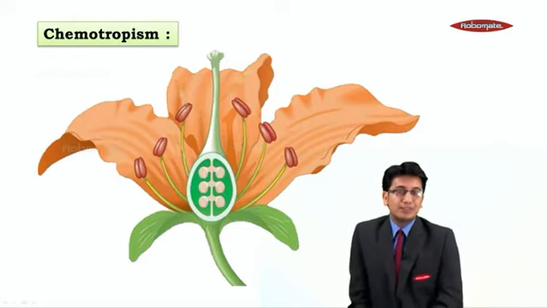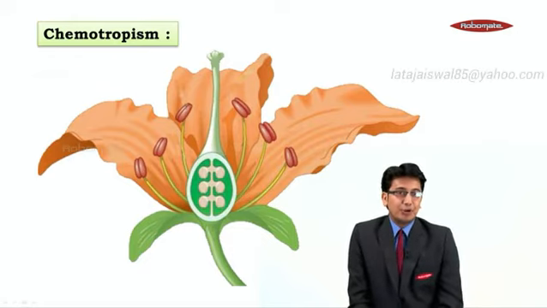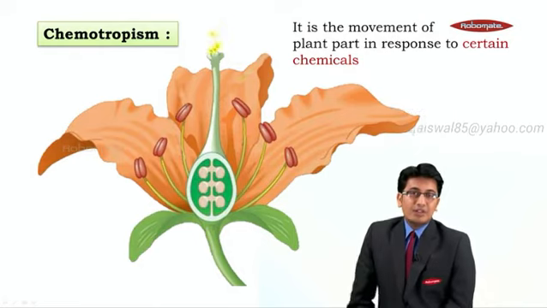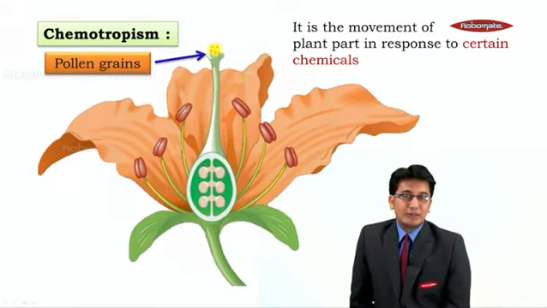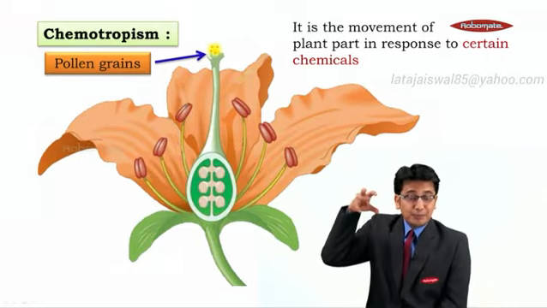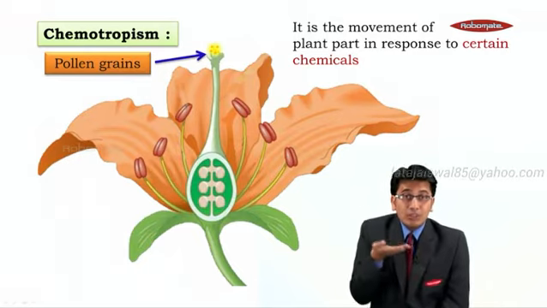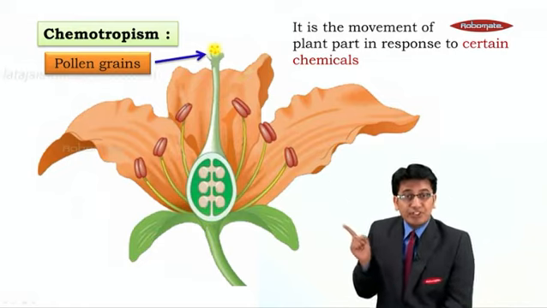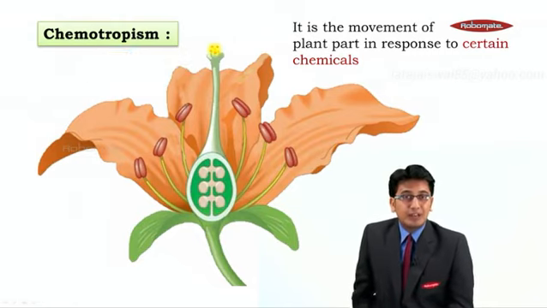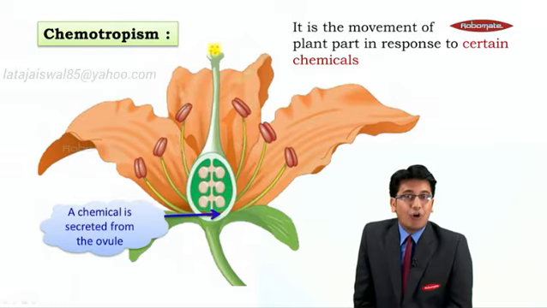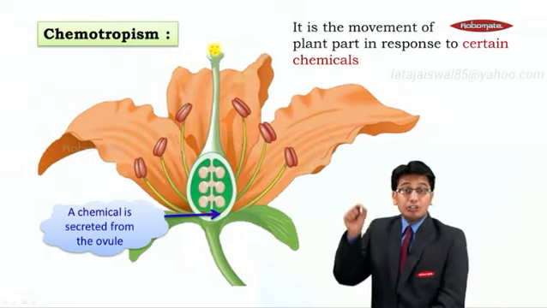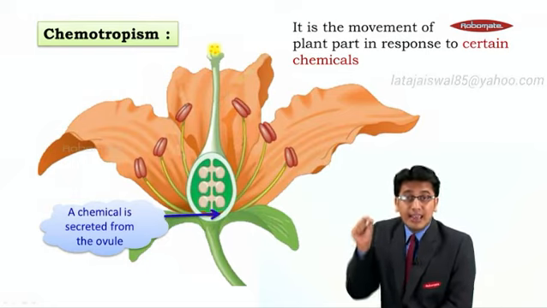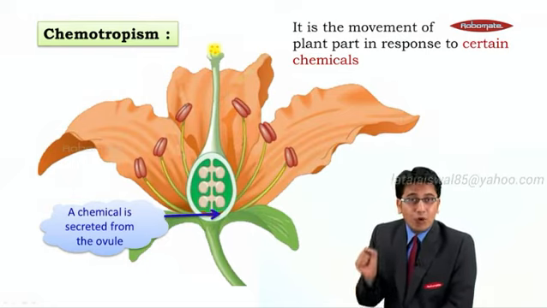Now, as soon as this plant is reproducing, there is pollen grain falling on the stigma of the plant. As soon as the pollen grains fall on the stigma, because of this, there is a response in the ovule, which is the female part of the plant. And in the female part, there is a secretion of chemical. Because of the pollen grain, a chemical is secreted from the ovule.